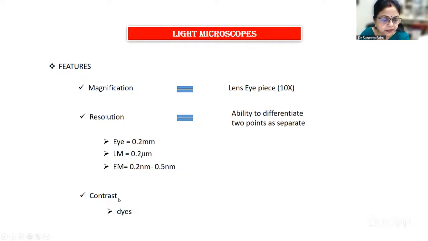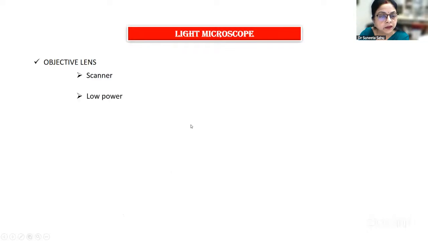Now, the third thing is the contrast. This contrast helps us in differentiating the different types of organisms in the light microscope, and this contrast in light microscope is got with the help of the dyes, which we will be elaborating in the next few slides. Now, the objective lens, we have scanner, low power, we have high power and oil immersion.